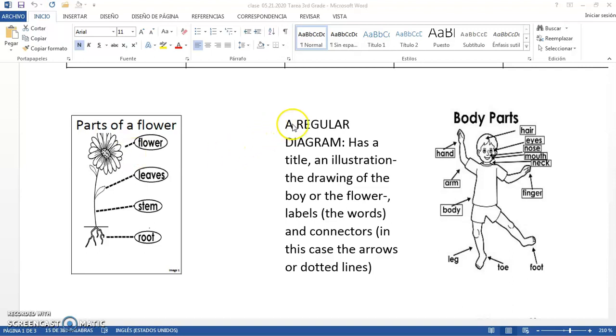A regular diagram. Copy all this. You're going to copy everything here. Vas a copiar todo lo que está aquí. Si ya lo tienes en tu libreta, no hay necesidad de copiarlo.